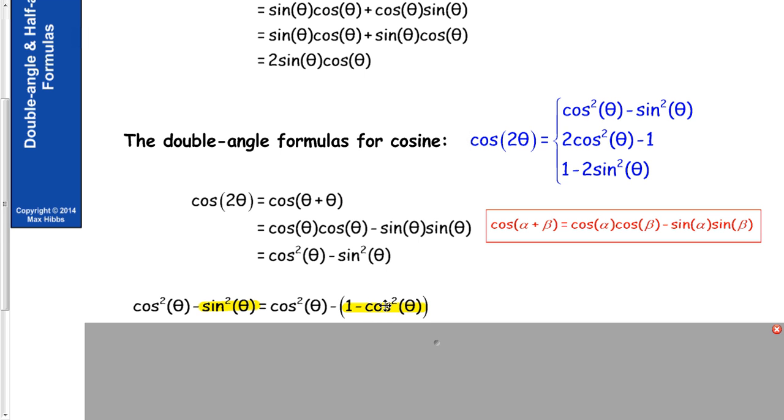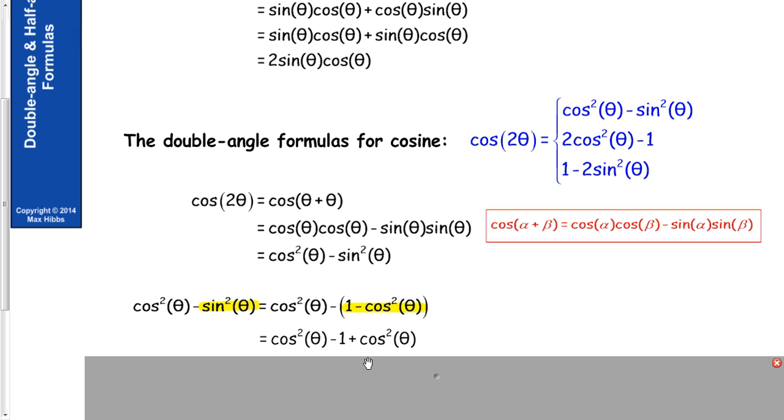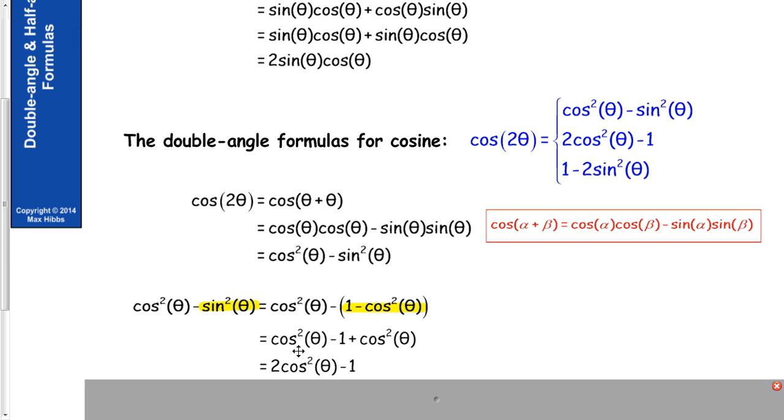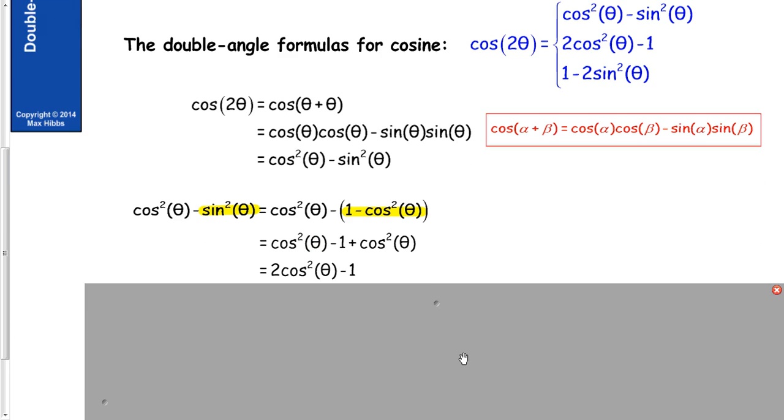So I put 1 minus cosine squared theta in the place of sine squared theta. And then algebraically, when I distribute that minus sign, it becomes minus 1 and plus cosine squared theta. And so, of course, you see we have cosine squared theta plus cosine squared theta, which is 2 cosine squared thetas, and then, of course, subtract 1.